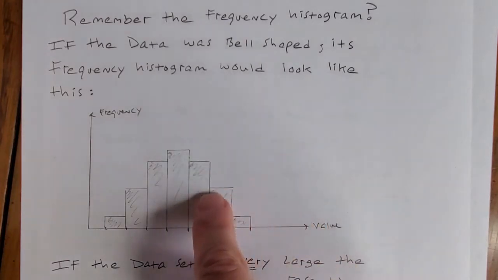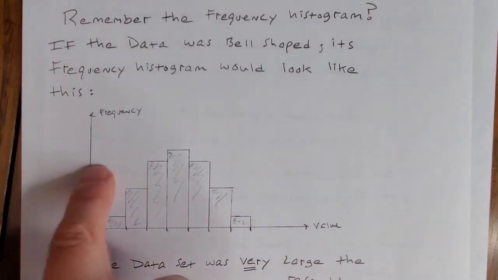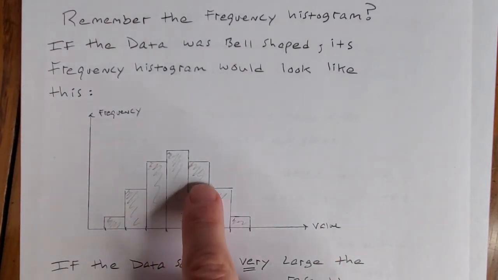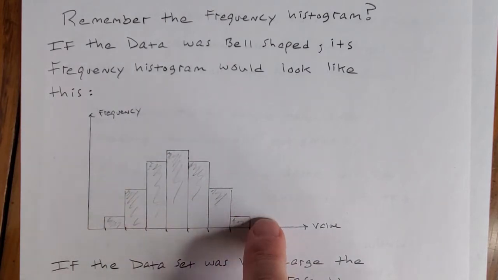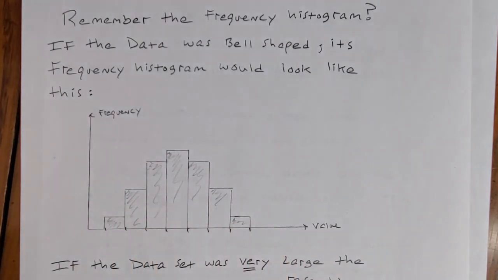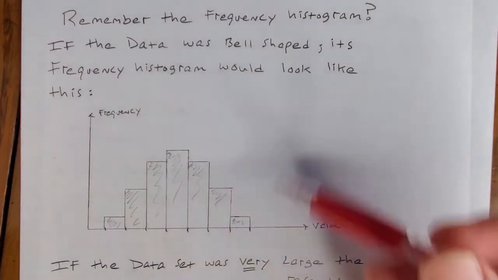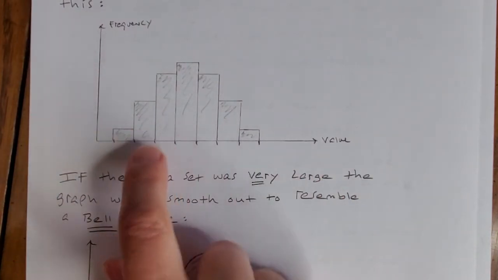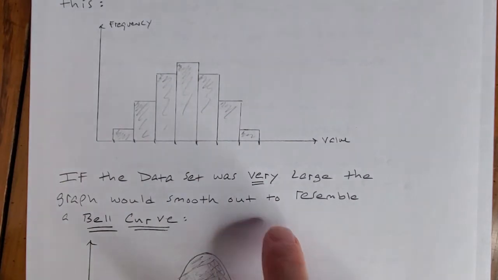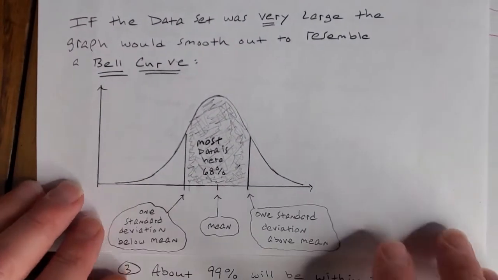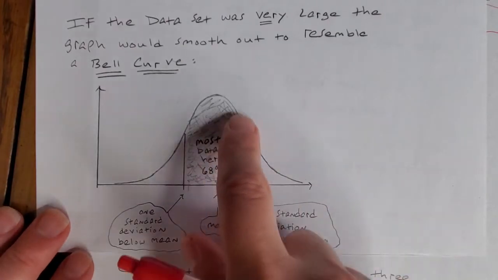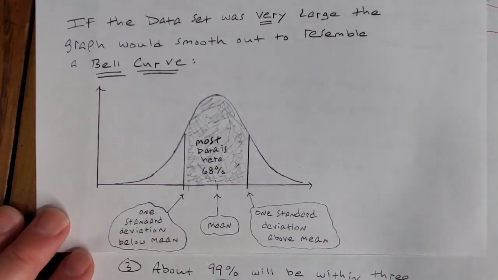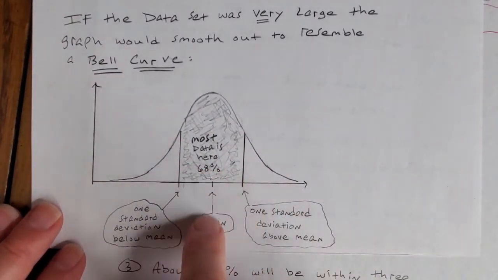It's not all clumped together on one end or the other, and it's not evenly spread out. When you see this frequency histogram, most of the data is in the middle and not so much of it is far away from the middle, okay? The reason it gets its name of bell-shaped is that if we had a very large data set, this picture would tend to smooth out into this one, where most of the data is in the middle and not very much of it is far away from the middle on either side. So the mean is right in the middle.